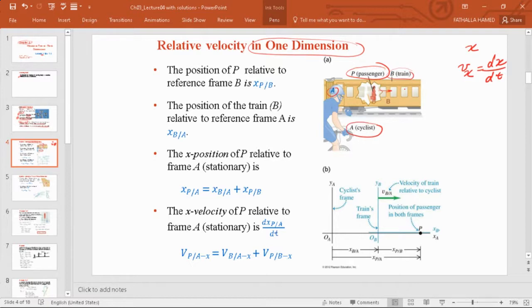So when we talk about the passenger here, and we want to look at the position of the passenger, we have to say relative to what? So if we take this relative to the reference frame B, which is the train, we will say that the position x, and we put a subscript P/B, and P here stands for passenger, and B here stands for train. That means the position of the passenger relative to the train. Now, we're going to look at the position of the train relative to reference frame A, which is the cyclist outside, the stationary one. And in that sense, we're going to say x_B/A. That means the position of the train relative to A, and A here is the stationary frame of reference for us.